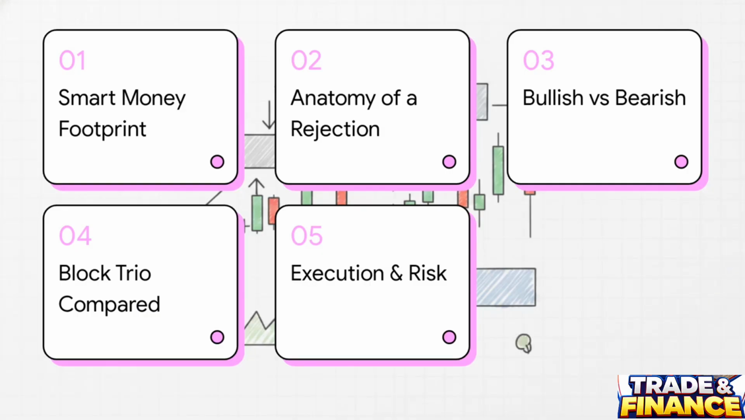Okay, let's dive into our agenda for this masterclass. We'll be hitting 5 key areas. First up, the smart money footprint. Then, the anatomy of a rejection. Third, we'll compare bullish versus bearish setups. Fourth, we'll look at rejections, breakers, and orders. And finally, we'll wrap up with execution and risk management. Let's get right into it.